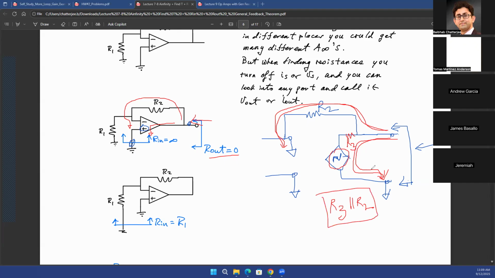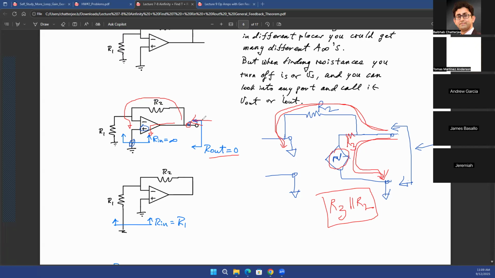Question: for an ideal op-amp, does there exist a port where there is a wire straight to the op-amp's output where the resistance is not zero? For the ideal op-amp, if you have a wire directly connected to the op-amp's output and you're looking at that particular terminal, it will always be zero, because you'll always have a zero resistance in parallel with a non-zero resistance, right? The other end of the port.